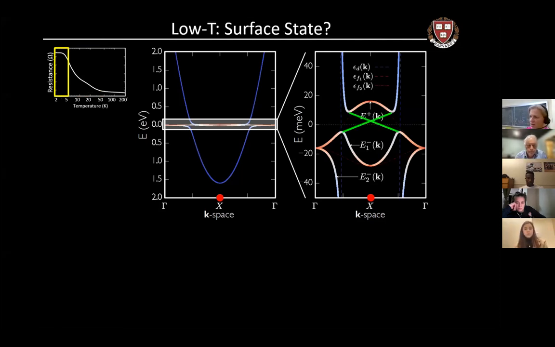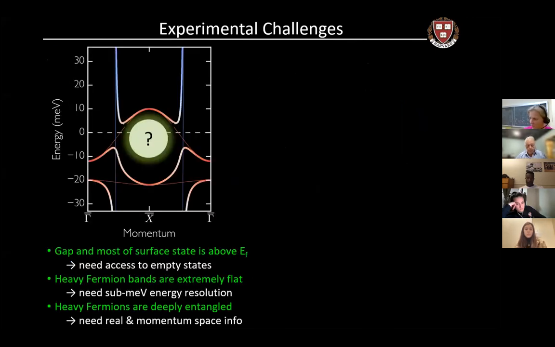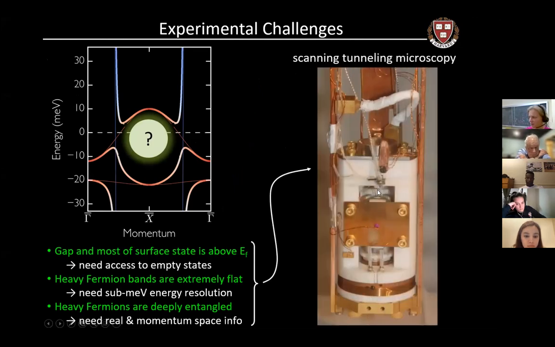And so then the question is, at the lowest temperature, because the blue band crossed the red band, so we've inverted the order of the bands here, does this insulator have a topological surface state that forms to connect these inverted bands at the surface? So our goal is to look for this conducting band at the surface, and we use scanning tunneling microscopy.